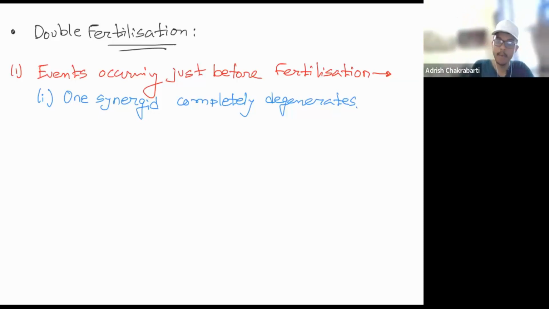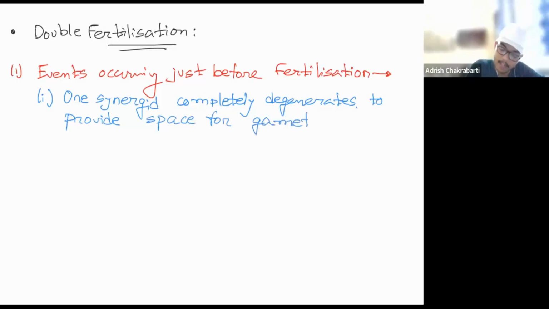Okay, but you have to remember that just before fertilization, one of the synergids gets completely destroyed to provide space for the entry of the gametes. So it completely degenerates to provide space for gamete entry, so that the gamete can enter the embryo sac. One of the synergids is completely degenerated.